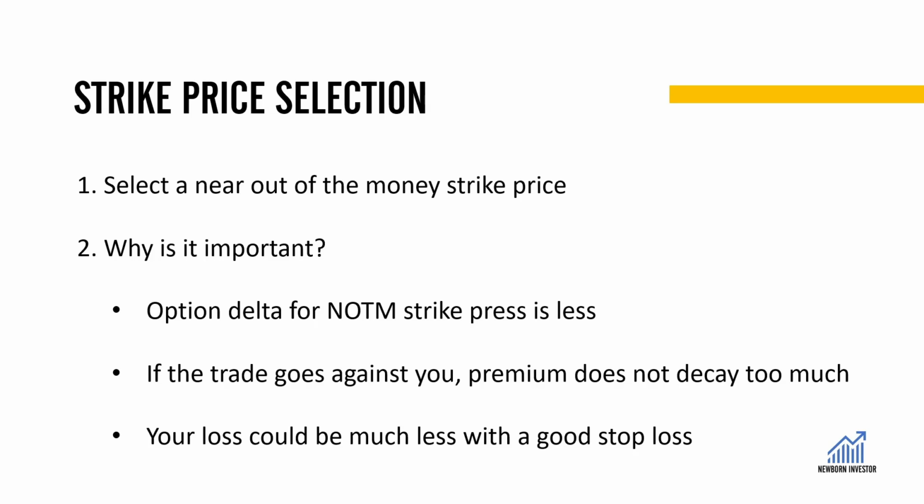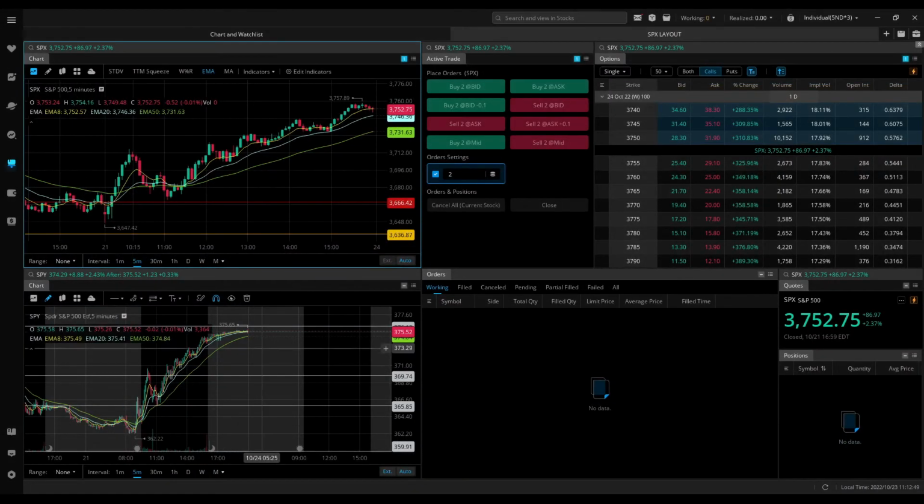Let me explain. So let's go back to the trading screen again. The current price of SPX is around 3,752, and the strike price of this option is almost $3 away. So it has a very high probability of getting into the money. And if you look at the delta, it says 0.54, which is 54 cents. And what does this delta mean? For every $1 move in SPX, the option premium price moves by 54 cents.